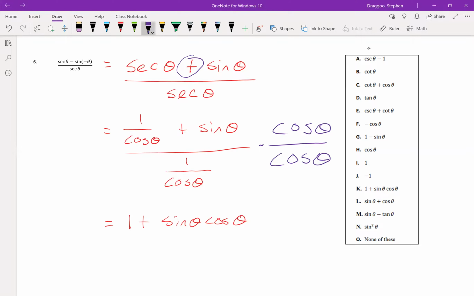So I just have to simplify the numerator. 1 over cosine times cosine is 1, and sine times cosine is just sine times cosine. So for my final answer, I have 1 plus sine theta cosine theta, which is option K.